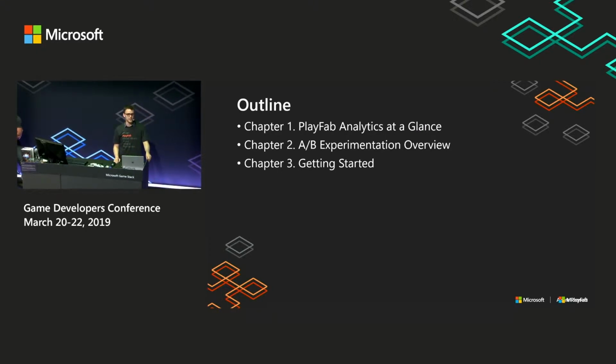So we're going to talk about three things here. In our first chapter, we're going to go through what PlayFab Analytics is and what it can do for your game. The second piece of this puzzle is A/B experimentation: how you can get that instrumented into your game, and what some of the best practices are. And then as we wrap up, we'll talk about how you can get started in your own product.